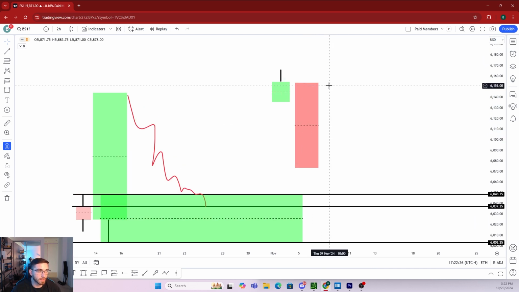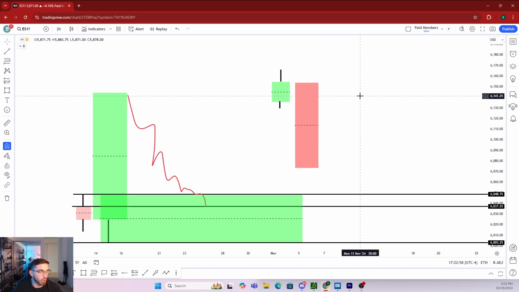Now, what this is showing us is that there are unfilled sell orders in the market. Again, anybody who is looking to get short right here, because price made a very quick and aggressive move to the downside, this leaves unfilled sell orders. So the next time price comes up and trades in this area, we are looking for it to become resistance.